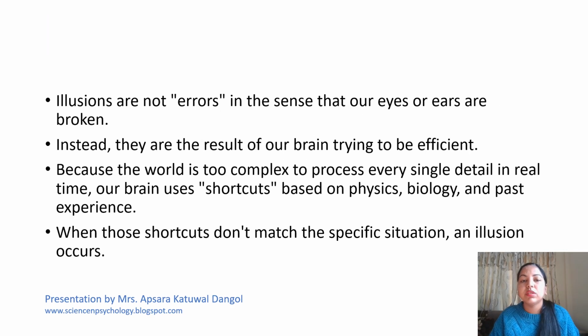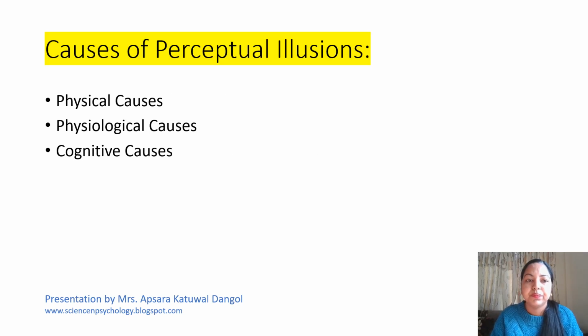So illusions are not errors in the sense that our eyes or ears are broken. Instead, they are the result of our brain trying to be efficient. Because the world is too complex to process every single detail in real time, our brain uses shortcuts based on physics, biology, and past experience. As I said, it applies context, expectation, and how the surroundings work. So when those shortcuts don't match the specific situation, an illusion occurs.